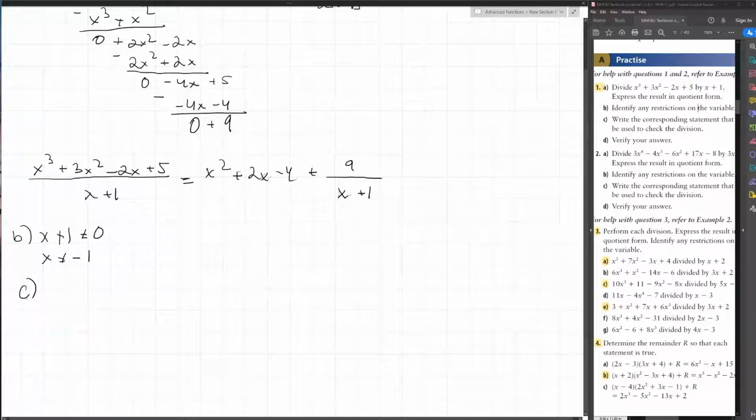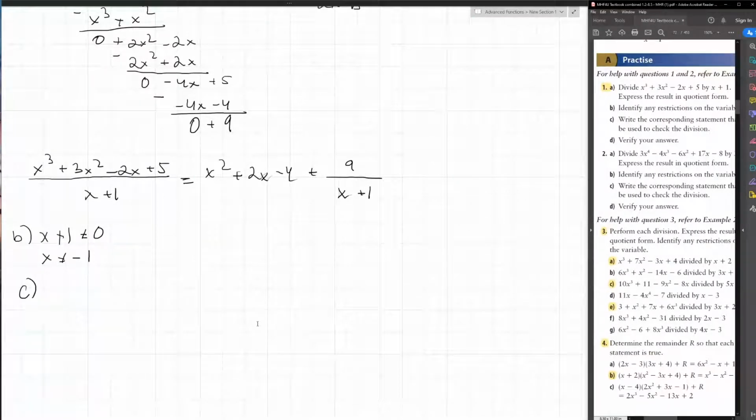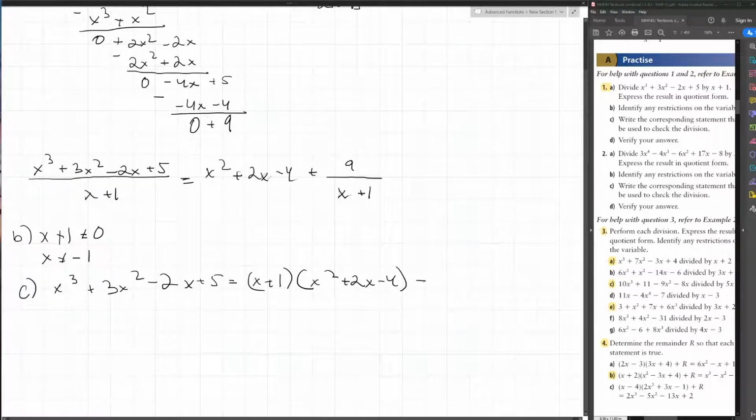So for part C, we have to write the corresponding statement that can be used to check the division. The statement would be just reorganizing and using the other form of the division. So we could have x to the power 3 plus 3x squared minus 2x plus 5 equals x plus 1 times x squared plus 2x minus 4, plus 9. Again, all we did was multiply this whole equation by this part and rewrite it. This is again our dividend, our divisor, our quotient, and our remainder.